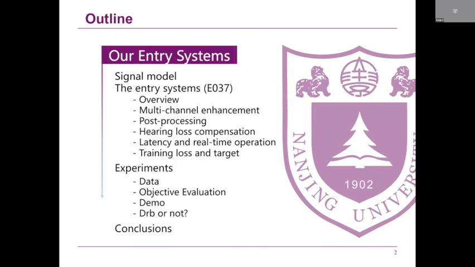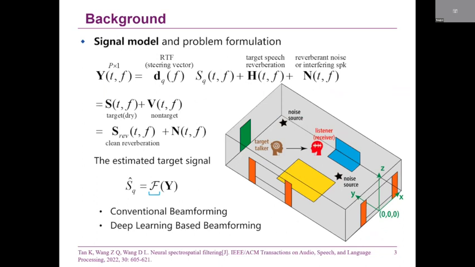Our entry system introduction includes the signal model, the details of each system module, and the experiments and conclusions. The problem formulation helps us with problem understanding and model building. Putting a listener, a microphone array, in a room, the physical model in the short-time Fourier transform domain can be given by different forms with dry or reverberant clean target. Then the goal is to obtain a function to estimate the target signal.